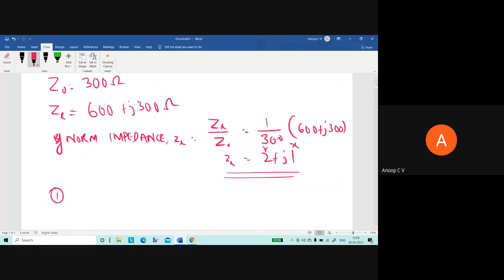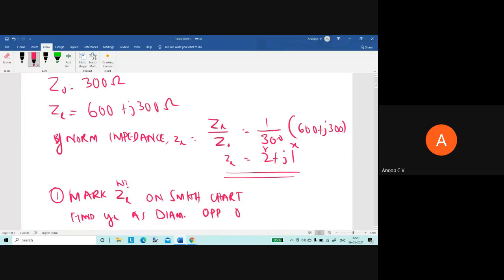So the first step will be actually what? Mark small ZL, the normalized impedance, on the Smith chart, and find small YL as the diametrically opposite point. So we'll do that.